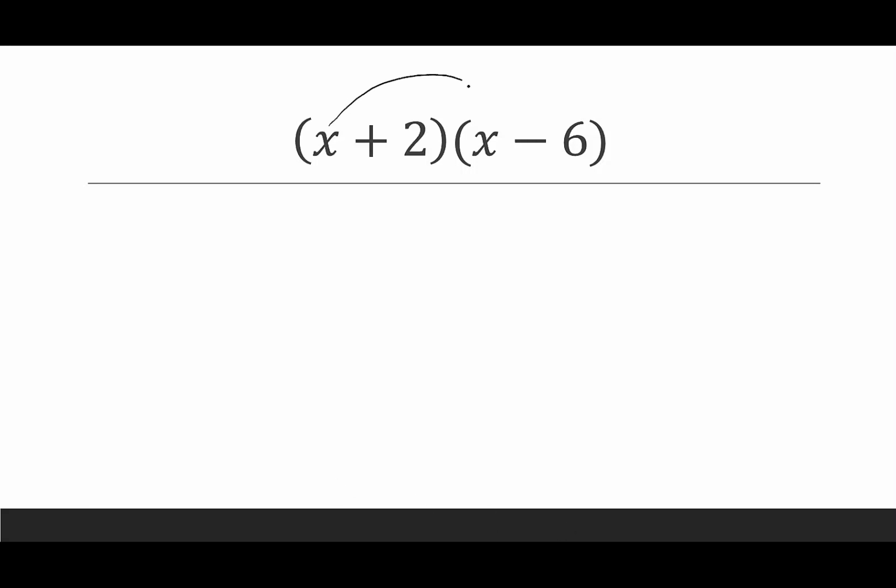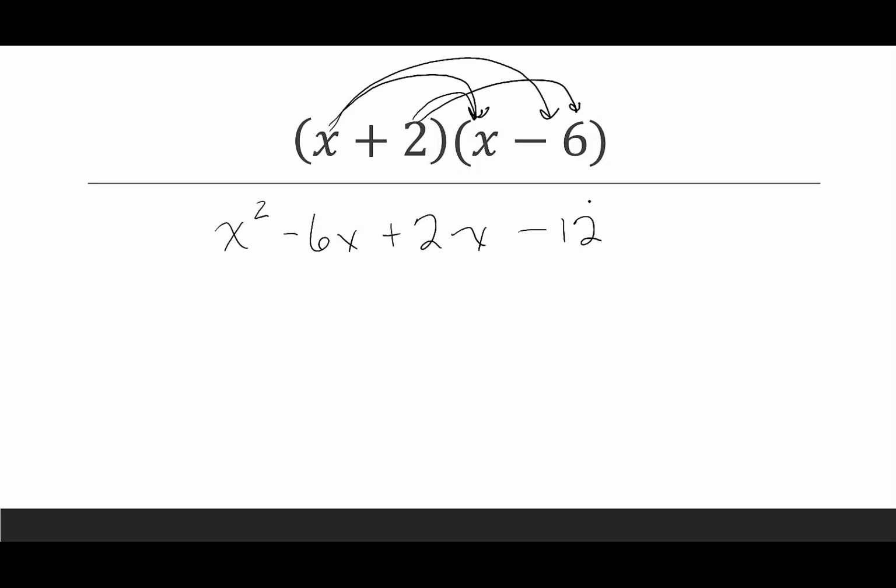I'll start by multiplying x times x, which gives me x squared. Then I'll multiply x times negative 6. I have minus 6x. I have positive 2 times x. There's a plus 2x. And then the last thing I do is 2 times negative 6, which is minus 12. Hopefully you saw that I took the first term x, I multiplied it by the x and the minus 6. Then I moved over to the 2 and I multiplied it by the x and the minus 6.